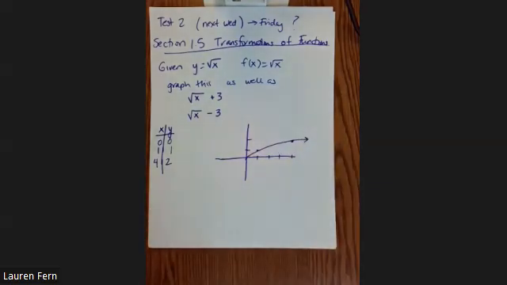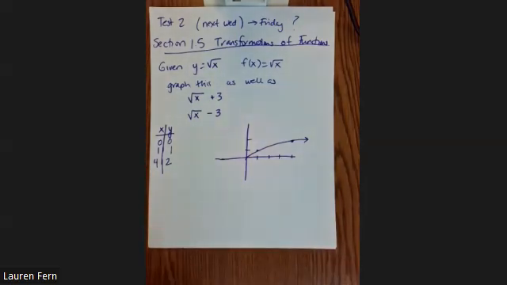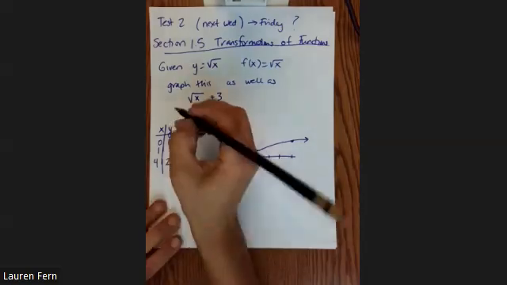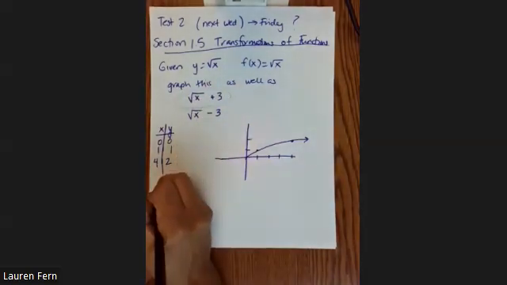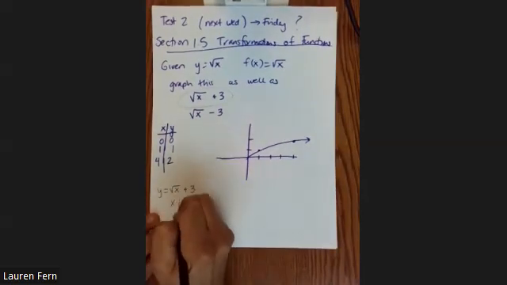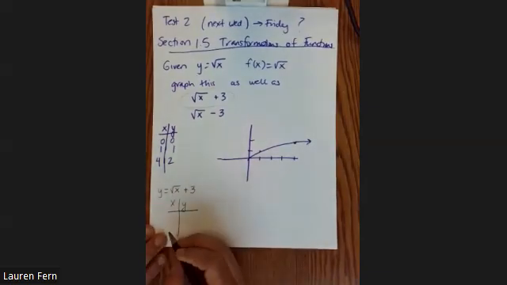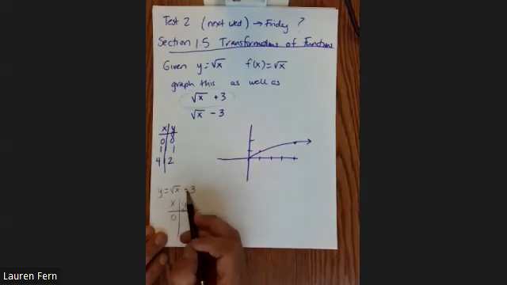Okay, so this is our square root function. Now, what if I wanted to graph this one? In other words, if y is the square root of x plus 3. Well, let's plug in some values. If I plug in x equals 0, what comes out for y now?